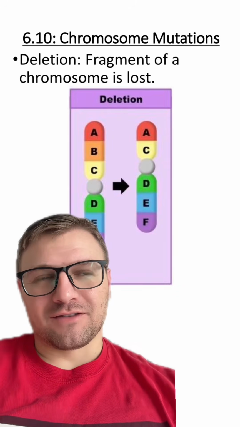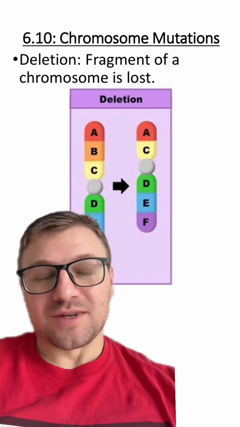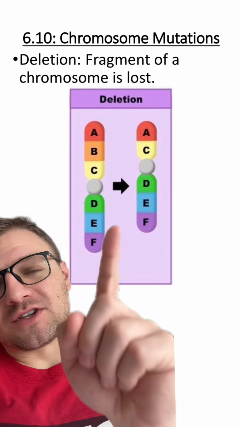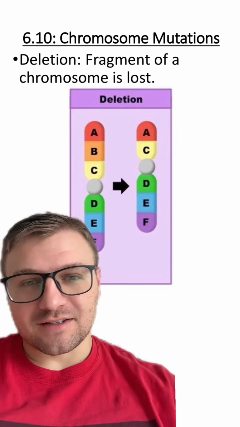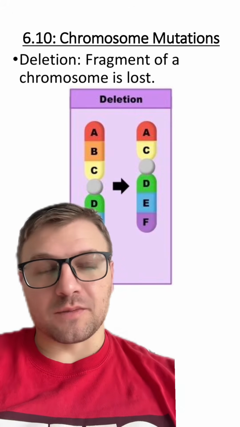Our next type of chromosome mutation is called a deletion mutation, where part of the chromosome is lost. You can see in our original chromosome, part B is lost. This again can create problems in an individual because part of their chromosome is just missing.